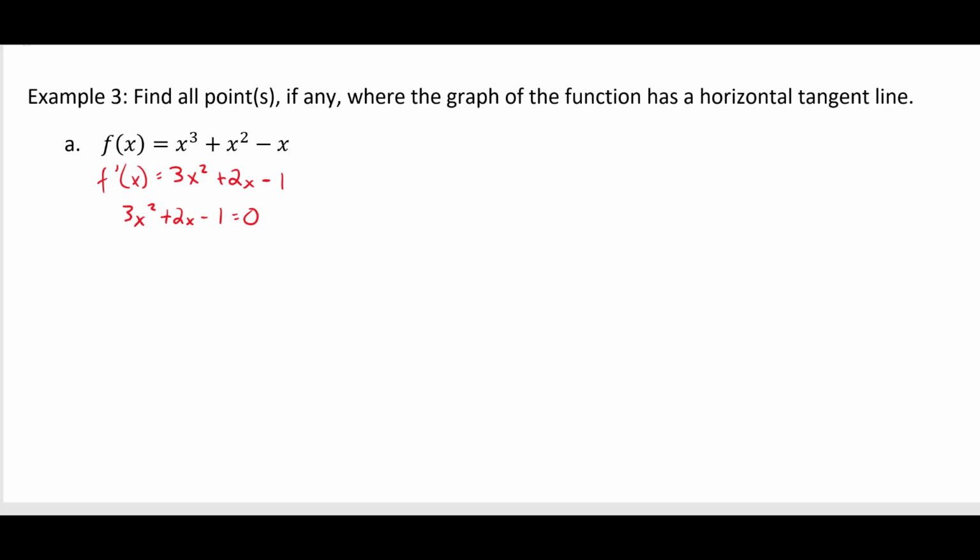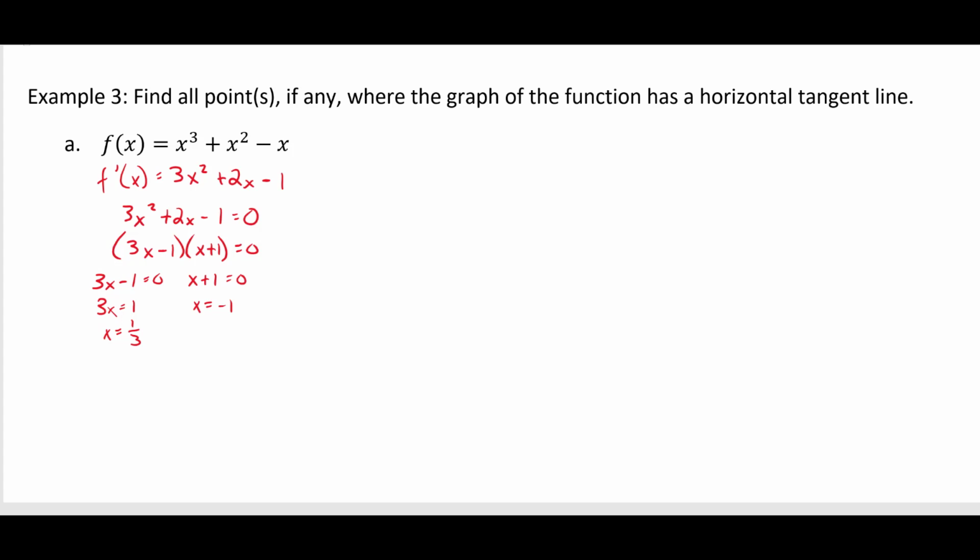So 3x squared plus 2x minus 1 factors as 3x minus 1 times x plus 1. And set that equal to 0. And so now remember, the zero factor property tells us we can set each of these equal to 0 individually. So 3x minus 1 equals 0, x plus 1 equals 0. So 3x equals 1, x equals 1/3. And then x equals negative 1. So we have two different x values where the graph has a horizontal tangent line: x equaling 1/3, x equaling negative 1.